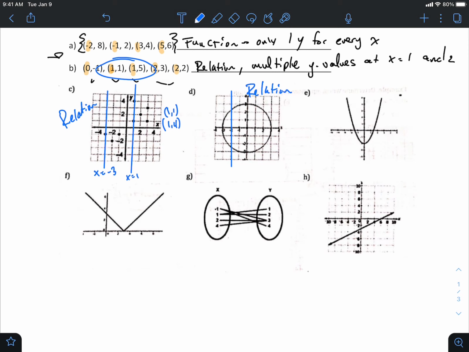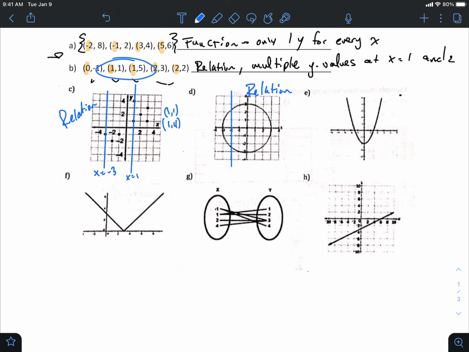Now, E, have we seen this graph before? Do we know what this is called? I think so. I showed the grade 9s this. What's it called? It starts with a Q. Quadratic. So quadratic, or parabola. It has many names: quadratic, parabola, x squared. Actually, that one specifically would be x squared minus something, like x squared minus 6.